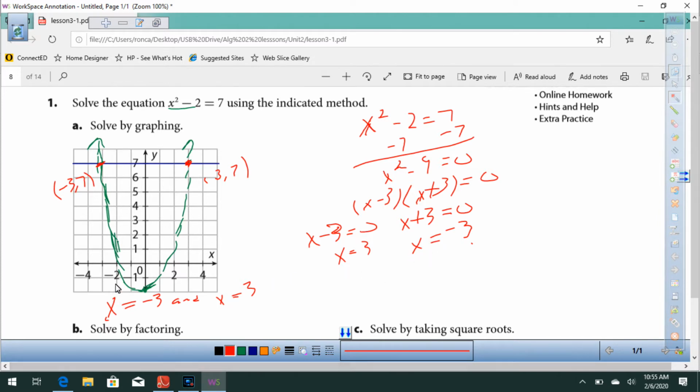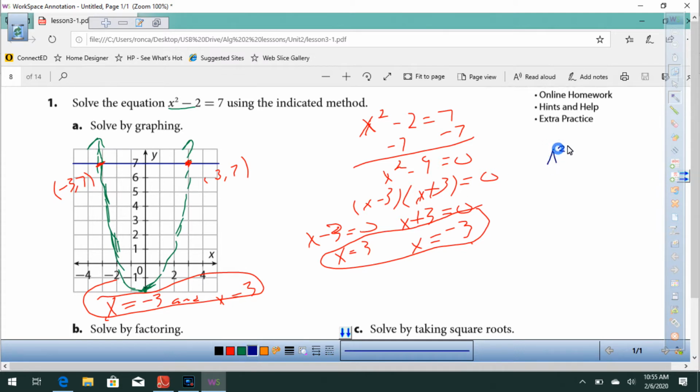Okay, notice we got the same answer both ways. And then right here, same answer. Okay, good. Now it says C, solve by taking square roots. So let's do that.